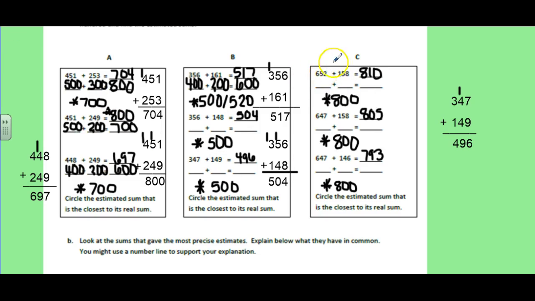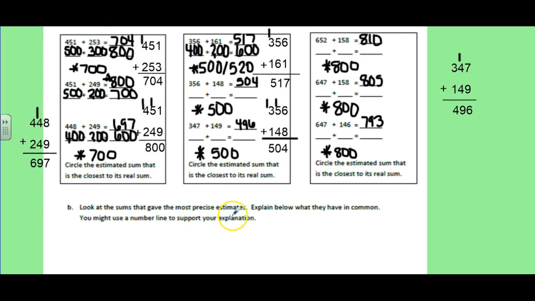Okay, so when you added 652 and 158, you should have gotten 810. So when we look at 810, that is closest to 800. 647 plus 158 was equal to 805. That is also closest to 800. And then 647 plus 146 is equal to 793. And 793 is very close to 800 as well. So all of these would have been estimated to the 800. So this problem right here, part B, we are not going to look at. We're going to skip that and go on to the back side.